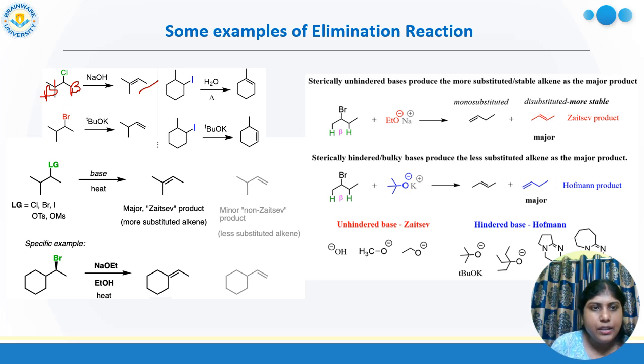Similarly, if we treat the same alkyl halide with a large base, then the less substituted product is our major product. This is the less substituted product. Here is another example. Here also the base is a small base, so the more substituted product is the major product, and here the base is a large-sized base, so the less substituted product is the major product.